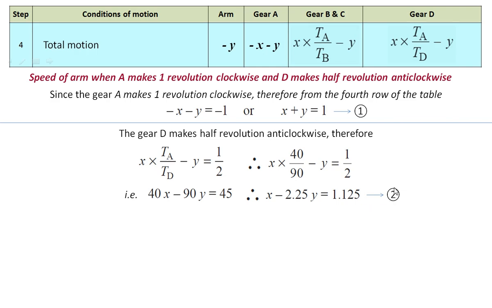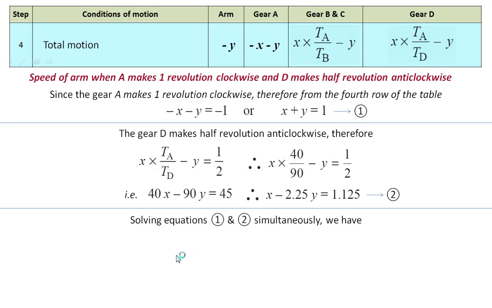So we have two equations now, equation number 1 and equation number 2, and we have two unknowns, x and y. We can get the values of these two unknowns by solving the equation number 1 and 2 simultaneously. So after solving the equations 1 and 2 simultaneously, we have x equal to 1.04 and y equal to minus 0.04.